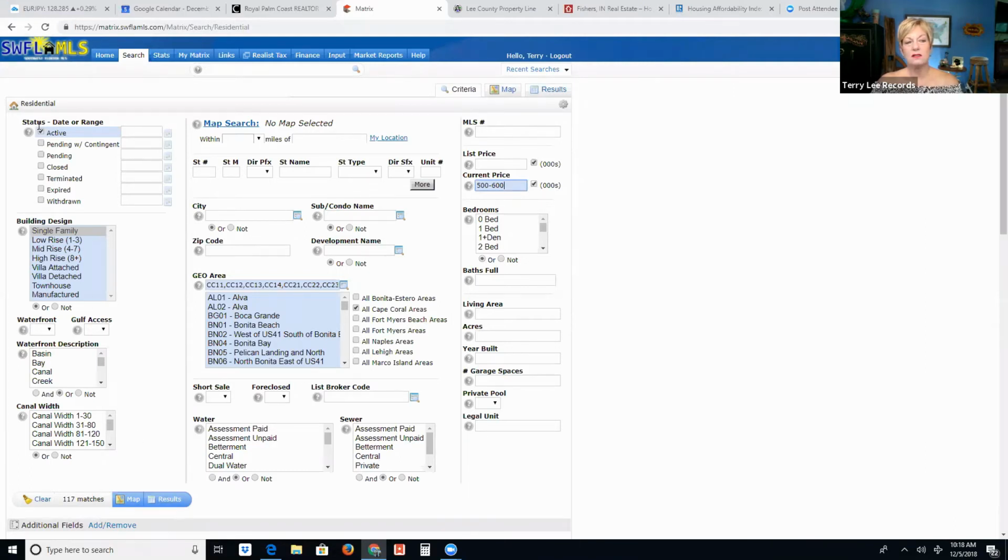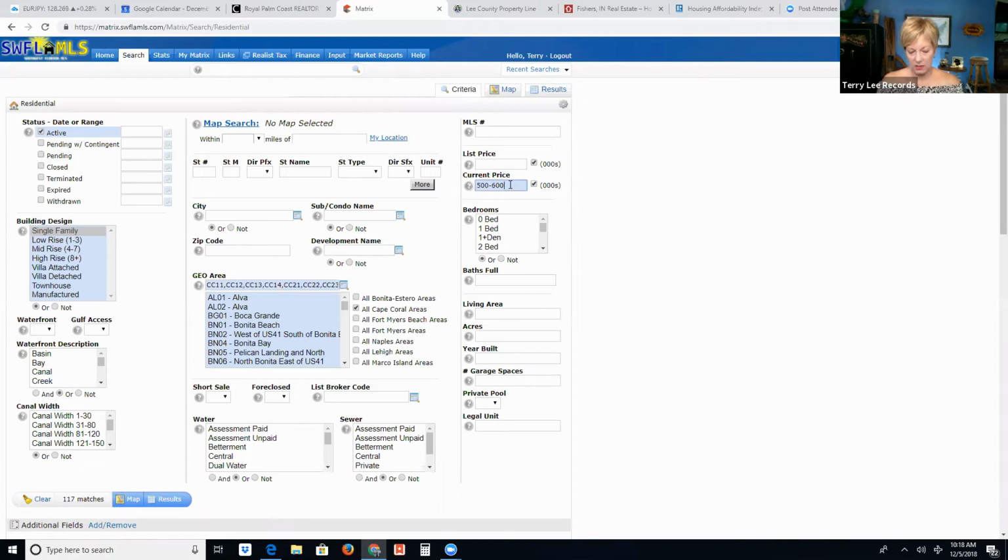So there's 117 houses in the 500 to 600 price range, right? And then in the last 30 days, only 24 sold. Actually, let's keep it on 30 because that's the absorption time period. So if 24 sold, and I said there were 117, it's got like a 4-month absorption.